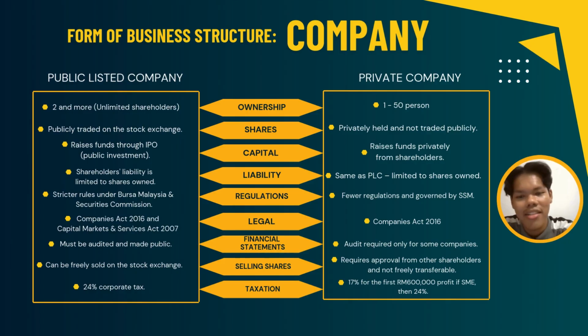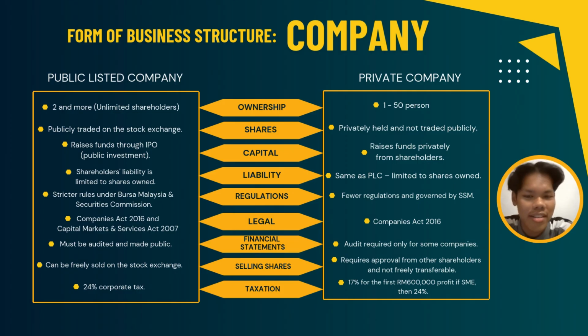About selling shares. One major difference is how shares are sold. In a public listed company, shares can be freely sold and traded on the stock exchange without restrictions. However, in a private company, shares cannot be freely transferred. Existing shareholders usually have the first right to buy shares before they can be offered to outsiders. This process maintains ownership control but limits liquidity.